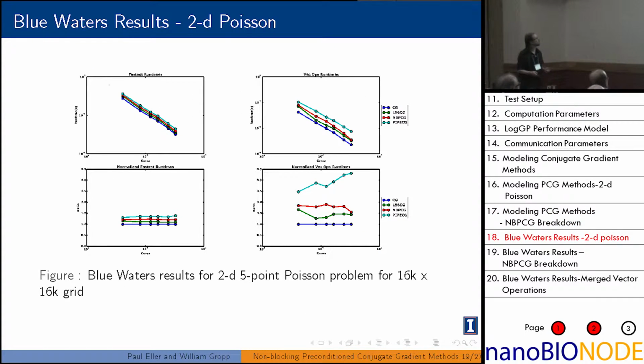So these are some results from Blue Waters. Once again, the graphs on the top are the runtimes, and the graphs on the bottom are normalized with respect to PCG. Basically, since we don't have a good non-blocking Allreduce implementation, we get the behavior we would expect. The variations of PCG with more vector operations end up being more time-consuming. So to really get good results, we're going to need to try and find some way to get a good non-blocking Allreduce.